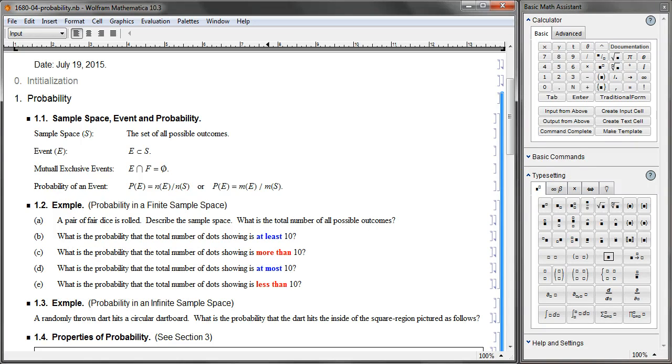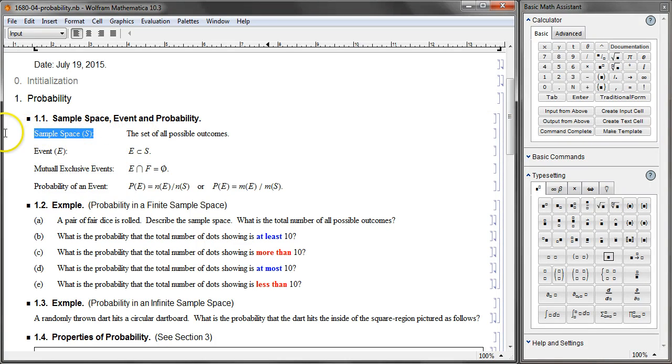First, let's take care of some terminologies. Sample space. Here's one important term. What is a sample space? It's a set of all possible outcomes. So, for example, if you roll a die, the sample space will be 1 through 6. If you toss a coin, the sample space will be H or T.